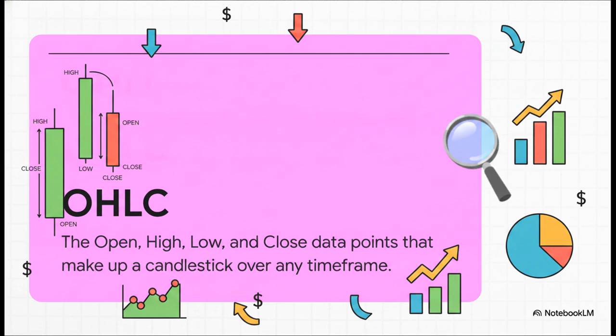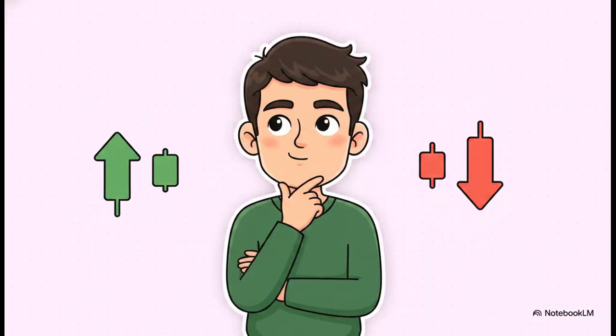Those thin lines sticking out from the top and bottom are the wicks, or shadows, and these show us the absolute price extremes, literally the highest and lowest points reached during that specific battle. And this brilliantly illustrates the absolute most basic rule of the game. A green or bullish candle means the buyers won that session. The price opened low, and they pushed it up to close high. On the flip side, a red or bearish candle means the sellers took control. The price opened high and was aggressively driven down to close lower. It's the exact same dynamic, just moving in completely opposite directions.